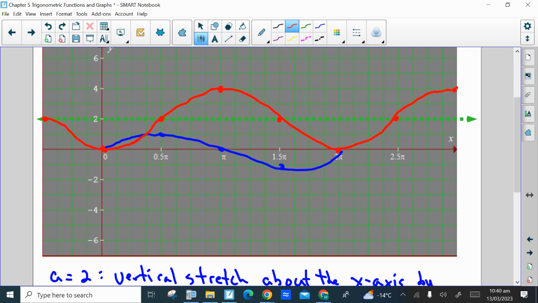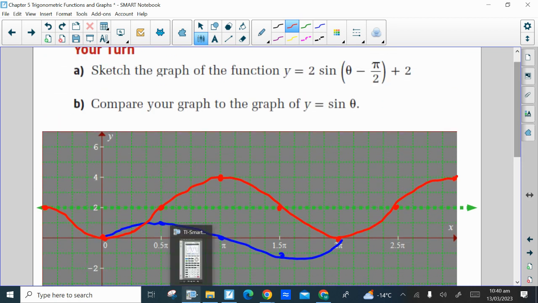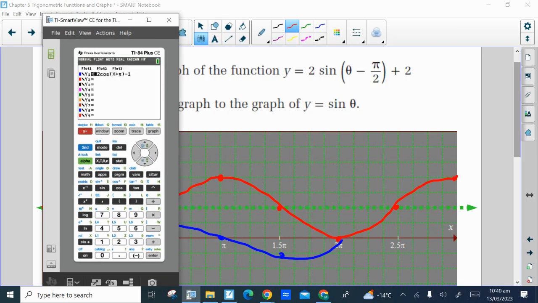All right, so there's the graph, as much of the graph as we can draw with the windows that we're given. And to make sure that that is correct, again, we'll put it in our calculator. So we're going to do y equals 2 times the sine of x, take away, and I'll have to use brackets here because I need to go pi divided by 2. Close the bracket on the pi on 2, close the bracket on the x minus pi on 2, plus 2.